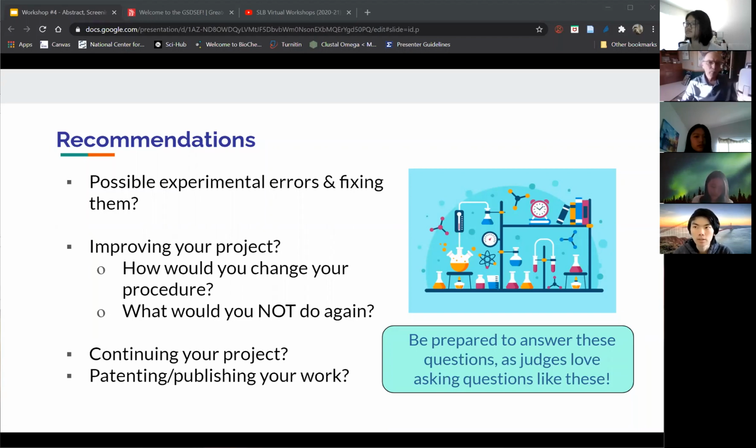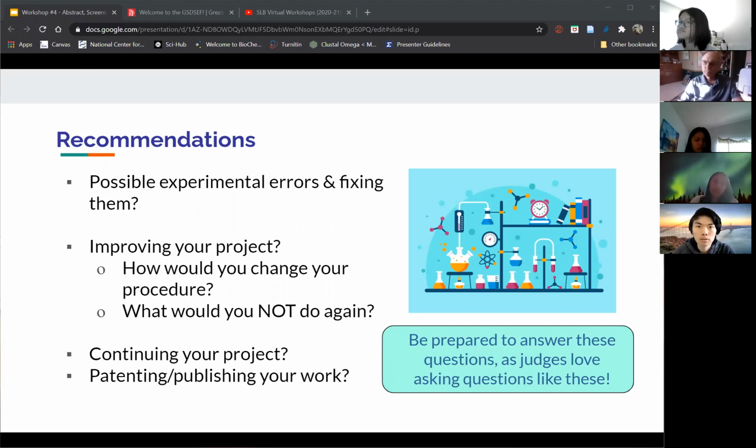For example, depending on your project, you could say I could use more samples next time because I have a small sample size, or due to the limitations of my equipment, I wasn't able to measure as accurately as I would have liked. You should keep in mind how you would improve your project, how you would adjust your procedure to make your project better. What would you not do?